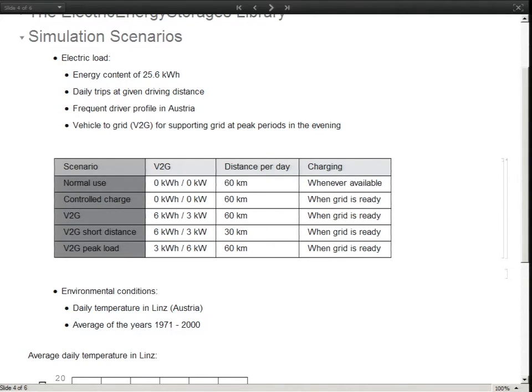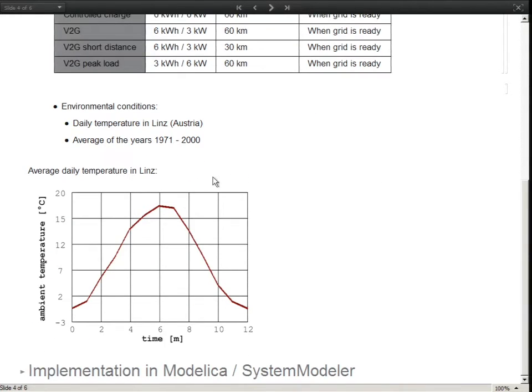We used also some environmental conditions. Therefore, we used the daily temperature in Linz, which is in Austria, and we used the average temperature of the years 1971 to 2000. We've got here this temperature curve in order to be able to consider the different temperature aspects during different times of the year, because you must investigate aging effects over longer periods of time, and so we had to take into account the varying ambient temperature as well.